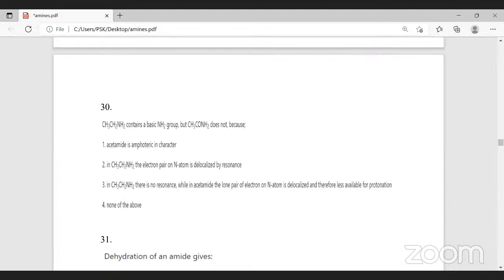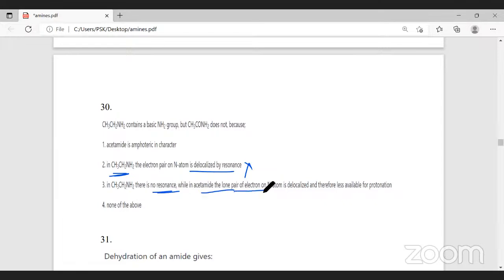CH3CH2NH2 contains a basic NH2 group, but CH3CONH2 does not, because acetamide is amphoteric in character. In CH3CH2NH2, is the electron pair of nitrogen delocalized by resonance? No, this molecule will not undergo resonance. CH3CH2NH2 has no resonance.